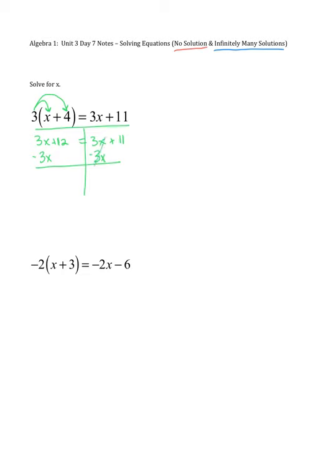But wait a minute, what's 3x minus 3x? That's 0. 0x plus 12, 0x plus 11. Well, we never write 0x, right? So 12 equals 11. Does 12 equal 11? Not true.